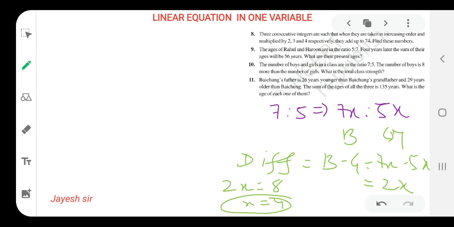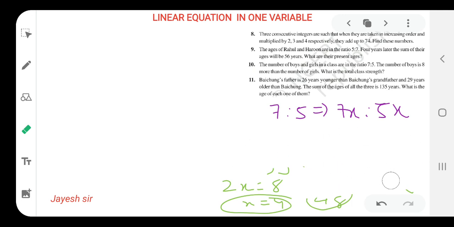Now we need to find the total strength. That also can be done directly: 7 plus 5 is 12x. 12 fours are 48, so there would be 48 students in the class, as I have solved the sum by my method. Now, as per your technique, if you understood this concept then it is very good, and that concept should be clear in your mind. That means you are more focused on solving the sum, that's why you are able to understand that method.